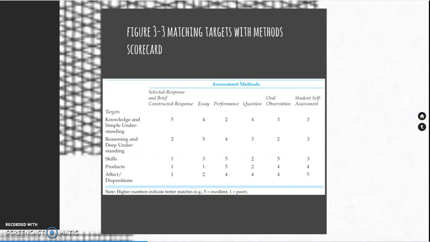Proceed to video 2, which focuses on the second learning target, which discusses validity and reliability in classroom assessment.